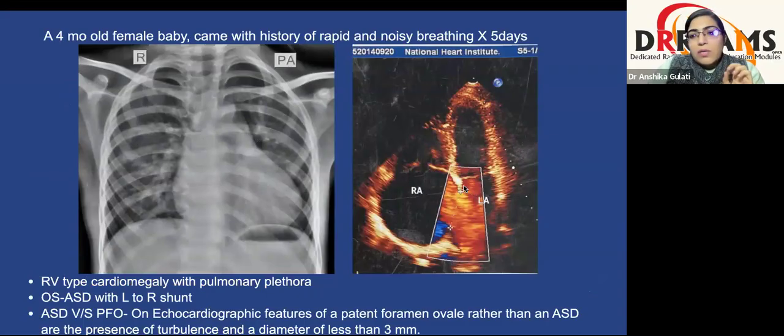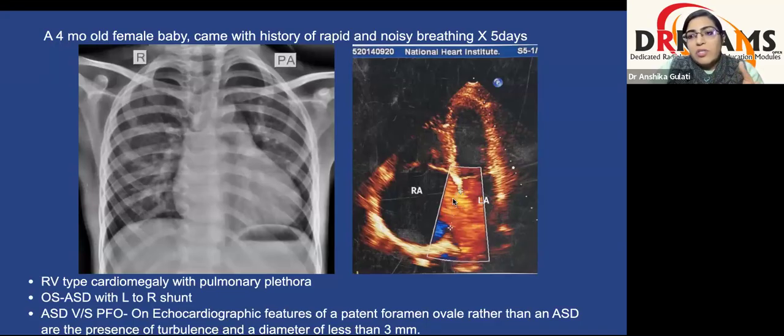Also, the diagnosis was confirmed on echocardiography. There is right-sided cardiomegaly definitely, and there is a large ostium secundum type of ASD with left to right shunt, and ostium secundum ASD is most common, and it is located in the site of the foramen ovale only.